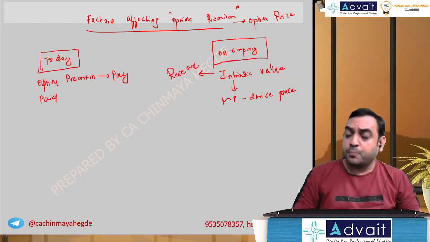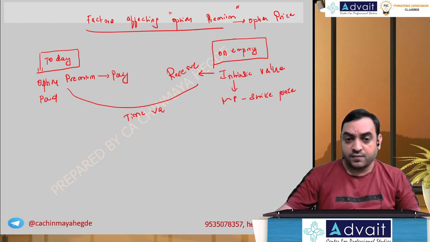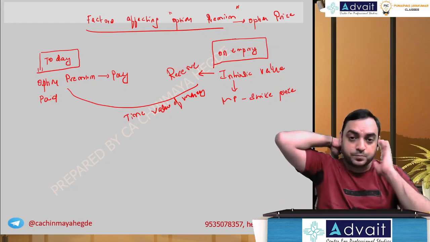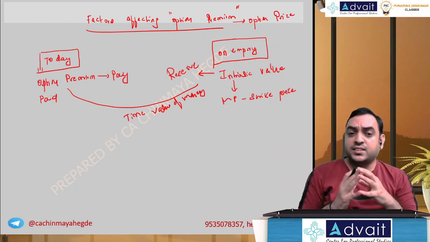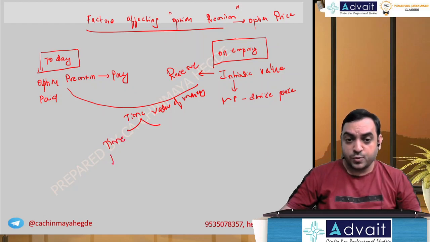But is it happening at the same point in time? So you have to definitely adjust for time value of money, right? Time value of money is actually called extrinsic value. So what are the factors that will influence time value of money? You need the remaining time to expiry, and you have the rate of interest, the risk-free rate of interest.